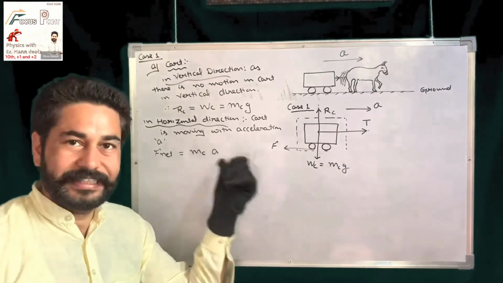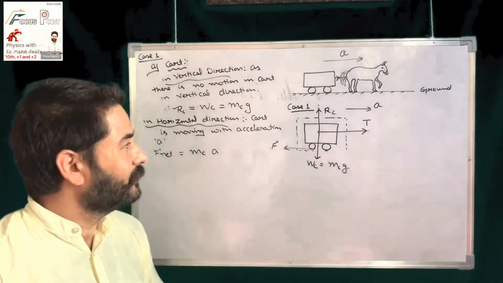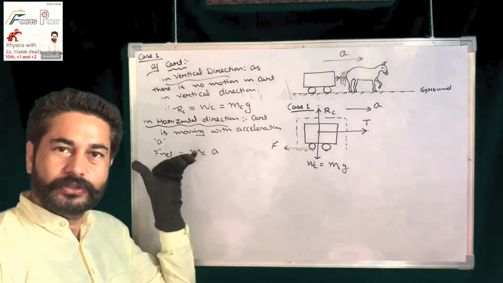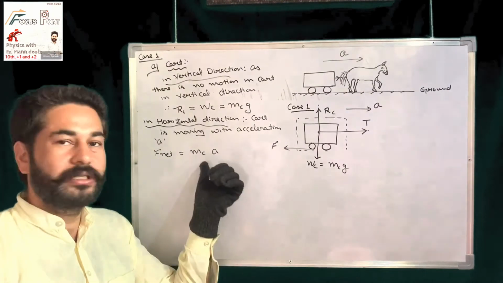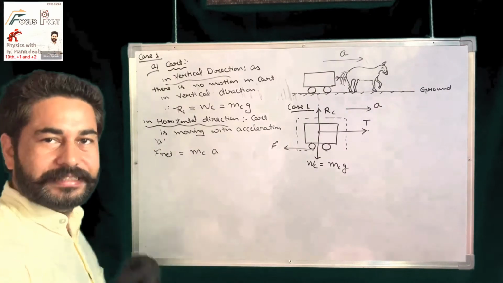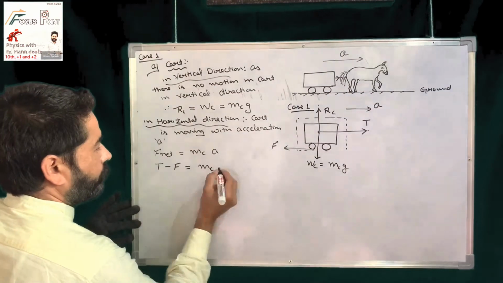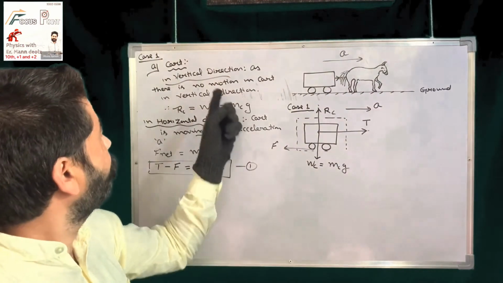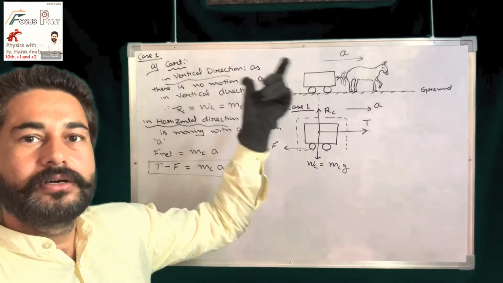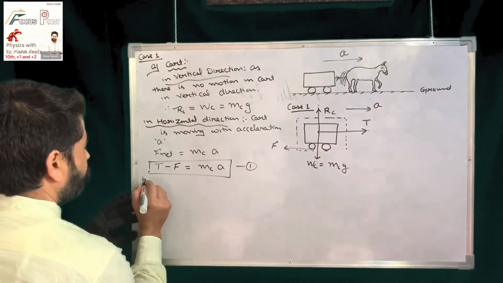So as there is acceleration of the cart in the right hand direction, the net force in the horizontal direction will be equal to the mass of the cart into acceleration. Same type of equations I write for the horse.